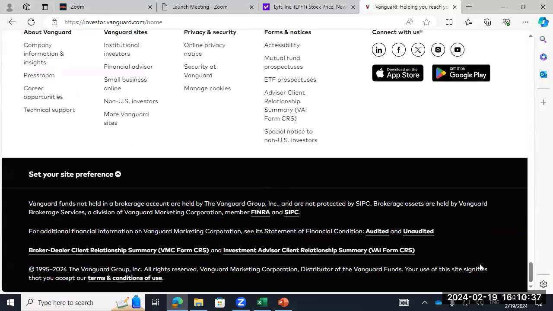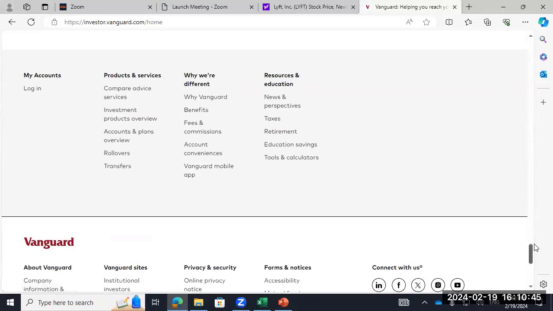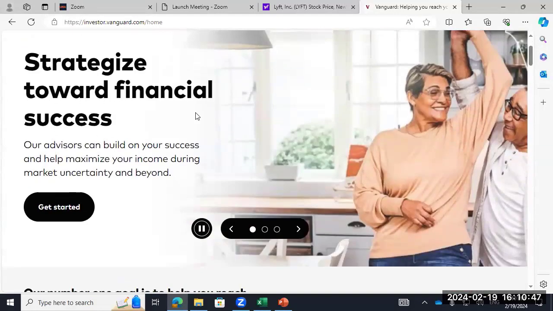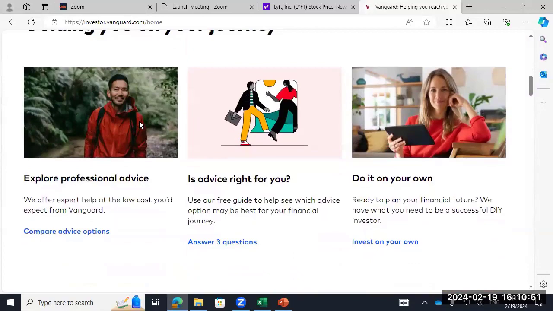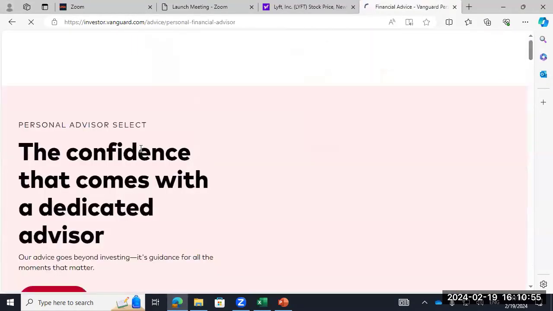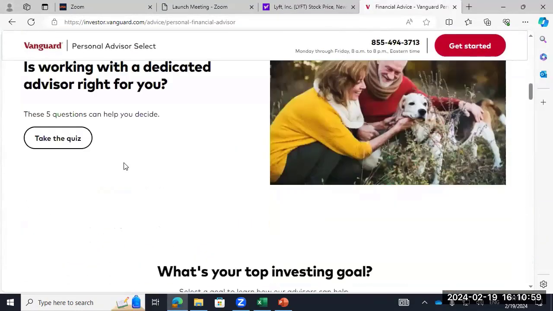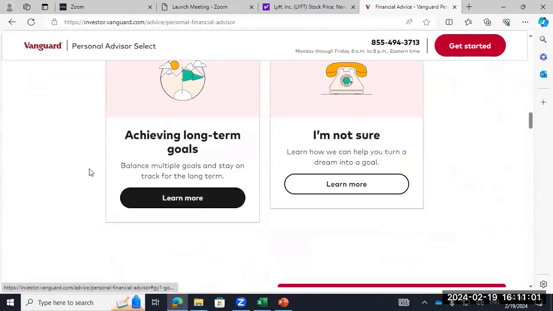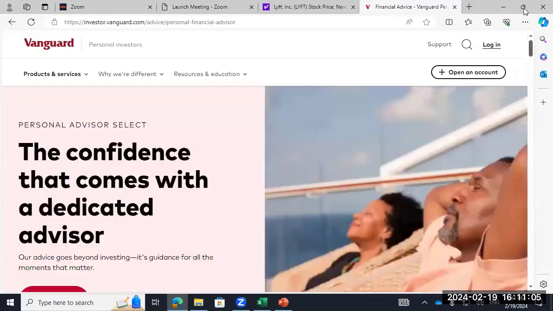So if I can find, their site keeps changing. Vanguard sites, about Vanguard. Yeah, I'm not finding it. Get started. Open account. So I don't know where it is. I wish they just had a button to say view our funds. That would make a lot of sense, wouldn't it? Do they have a search button?